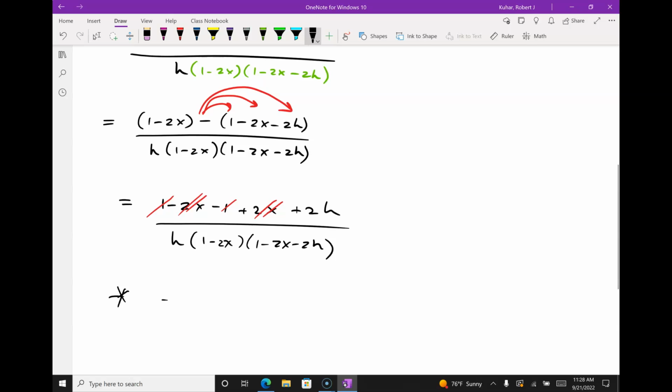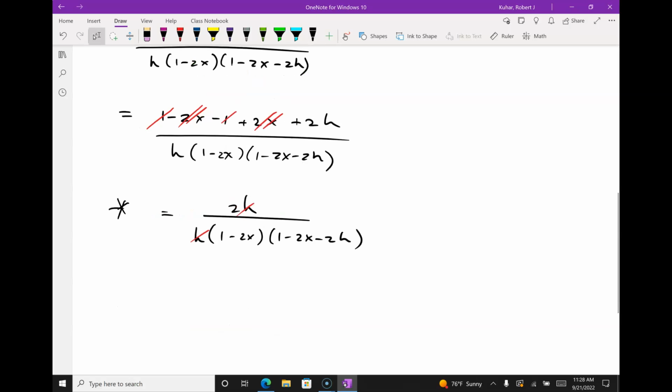Because at this moment, I cannot let h go to 0. At this one moment, if I let h go to 0, I get 0 over 0 still. So there's a question of when am I done? When you don't get 0 over 0 anymore. So that now the h's cancel, and I finally have my replacement function of 2 over quantity 1 minus 2x, quantity 1 minus 2x minus 2h.